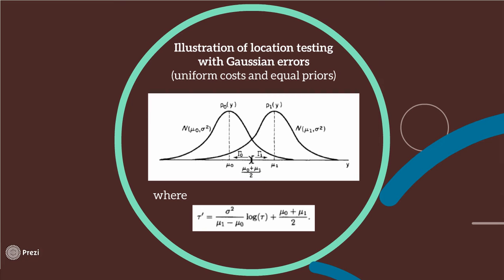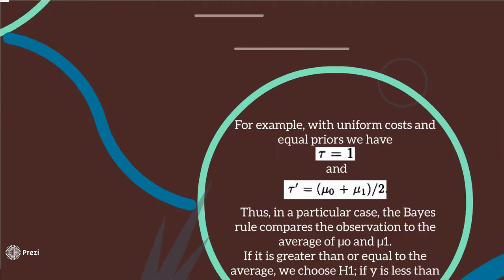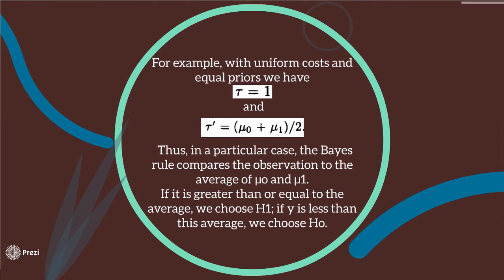Since we are considering equal priors and uniform costs, we get the threshold as given by the equation of tau as mentioned. For example, with uniform costs and equal priors we have tau equal to 1 and tau dash equal to the average of mu0 and mu1. Thus, in this particular case, the Bayes rule compares the observation to the average of mu0 and mu1. If it is greater than or equal to the average, we choose the region specified by H1. If y is less than this average, we choose H0.